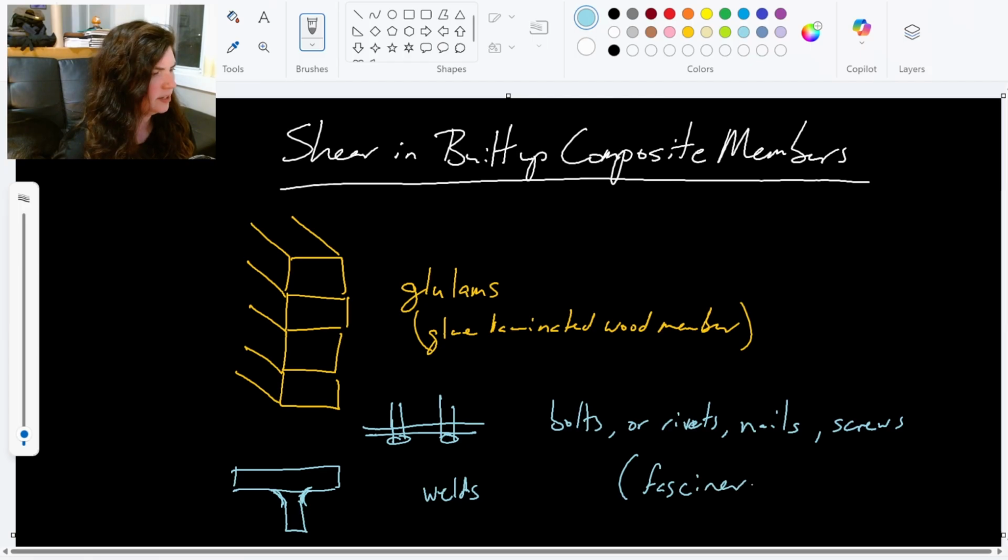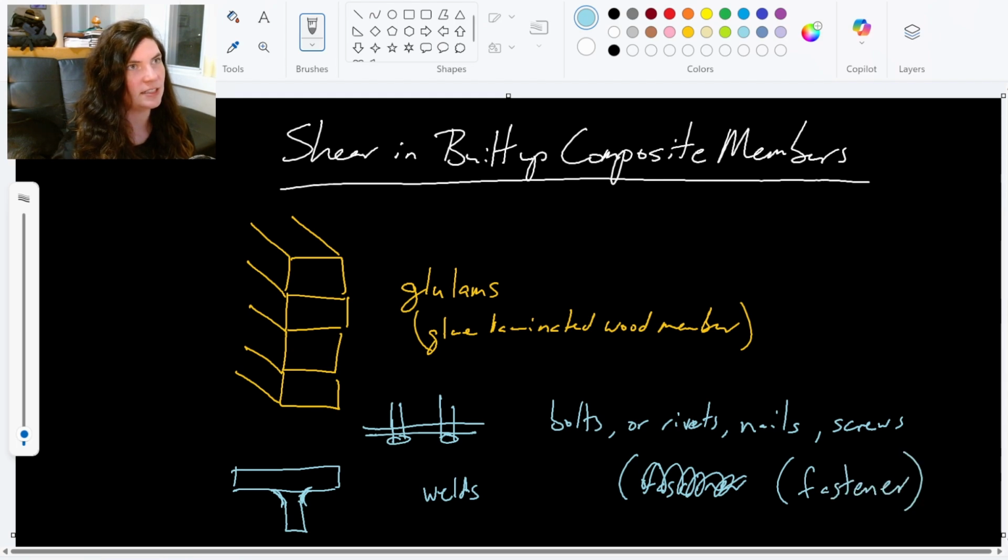Did I spell that right? I don't think I spelled that right. Hold on. Fastener. Nope, I spelled that super wrong. Fastener. So these are fasteners. They are what connect two materials together, right? We see them all the time in everyday life.